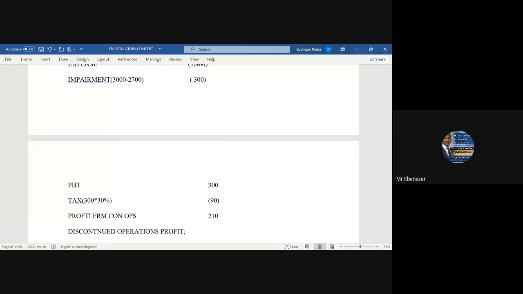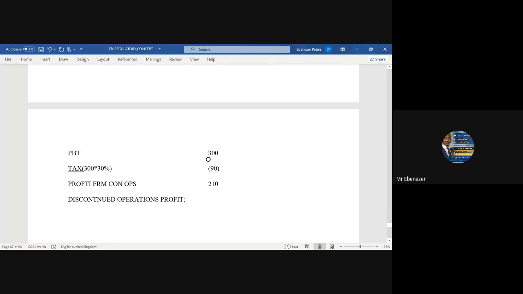So that is how it is. It's as simple as this. Then, assuming we have our discontinuing operation profit, we just write it here. But since we don't have it, just put it because we are not told if they have sold that asset. So we just write it here.